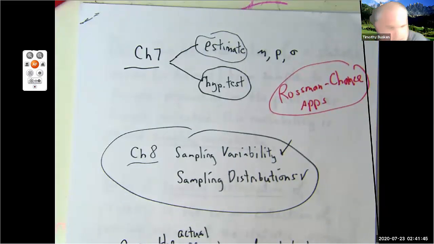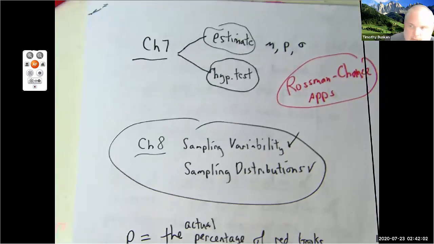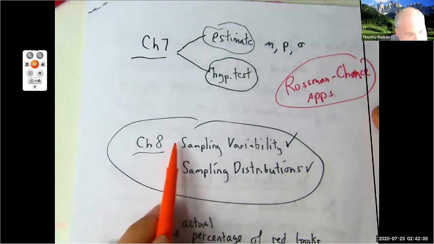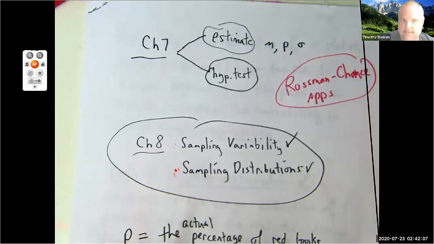And to do those types of problems, you need to have an understanding of what a sampling distribution is, and you need to know about sampling variability, which you may already know about. So I want to talk about chapter 8, which is sampling variability and sampling distributions. This chapter is foundational to chapters 9 and 10, very foundational. And then knowing what a sampling distribution is will help you in the coming chapters as well.